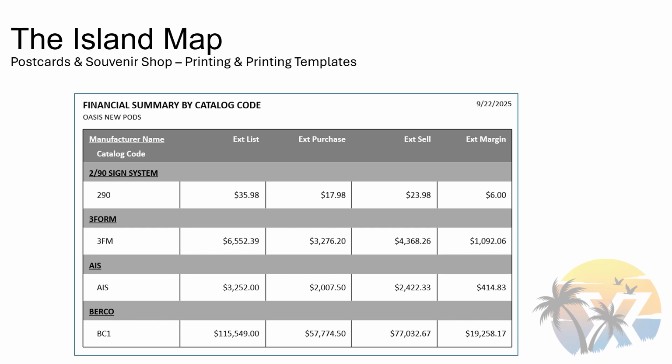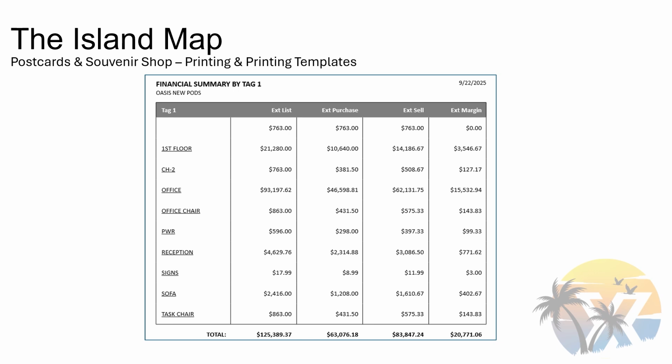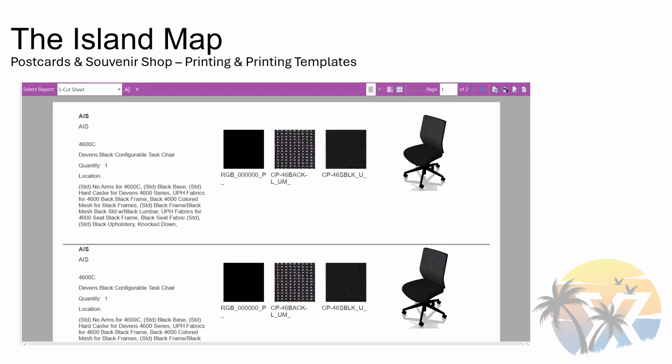I also like to review by tagging. It gives me a clean overview of the project at a glance. And when I'm in a client meeting, we can generate 1 or 3 page cut sheets. These are perfect for keeping the conversation focused and easy for clients to follow without getting overwhelmed with too much detail. All of these different report views are essential when we're working on bids, margins, project overviews, or client conversations.